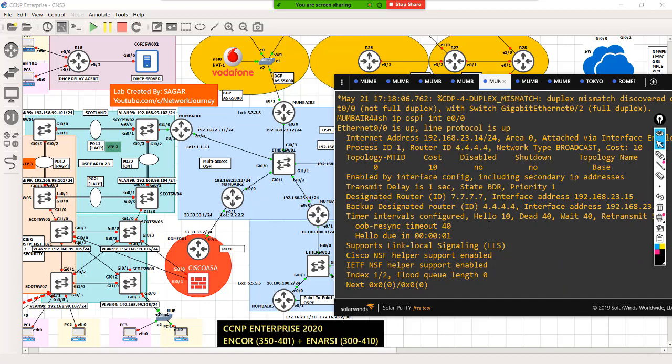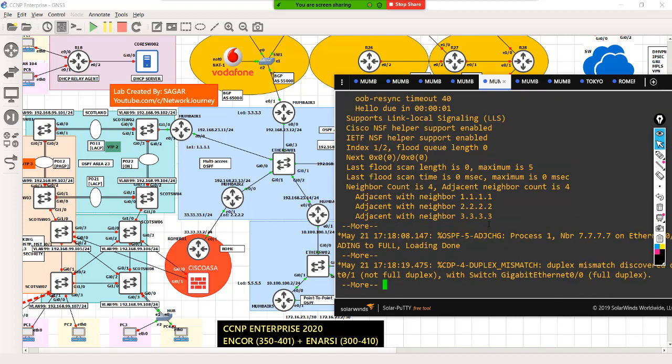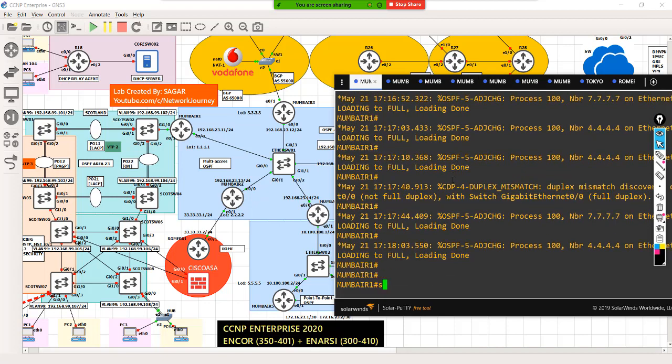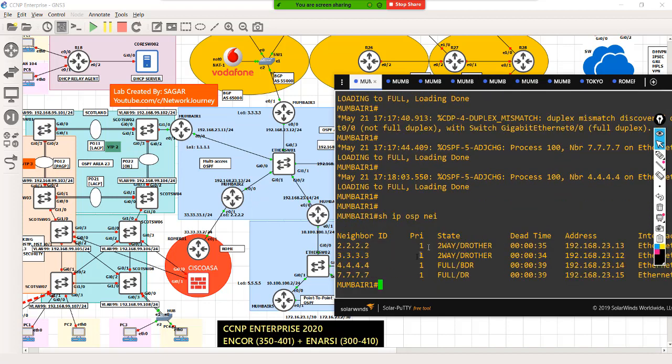7.7.7.7 is your DR and 4.4.4.4 is your BDR. The rest are 1.1.1.1 and 2.2.2.2, so obviously they are going to be DR others only. So we can just give it a try. Okay, show ip ospf neighbors. If you see now, 2.2.2.2 is DR other in a two-way state.